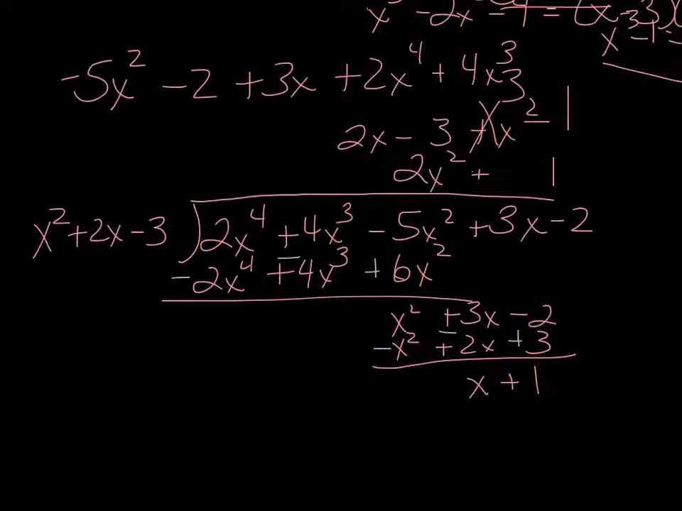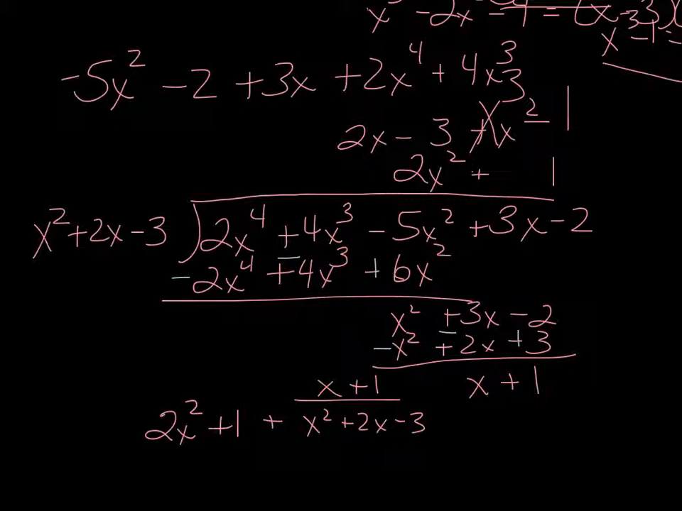So if we divide that first term by the second term, our answer is 2x squared plus 1 plus 1 over x squared plus 2x minus 3. This is our quotient, just like the good old days, and this is our remainder, just like you learned originally, except this time we're dealing with polynomials.